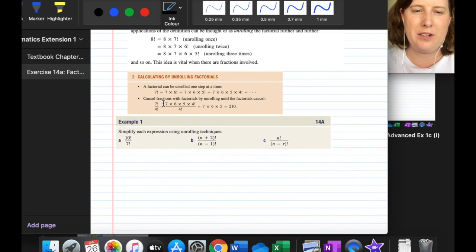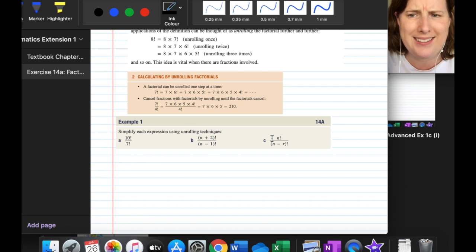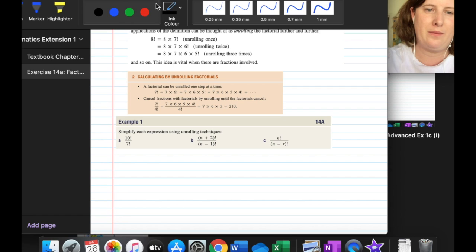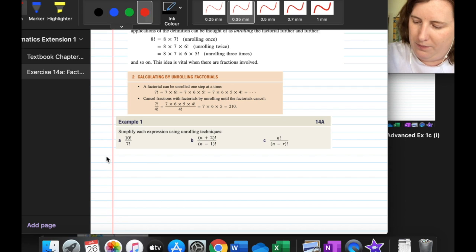So, we're going to do a few things similar to this, not only with numbers, but also with letters. And don't worry, we'll be doing these in painstaking detail. So, let's start off with this first example. We've got 10 factorial over 7 factorial.